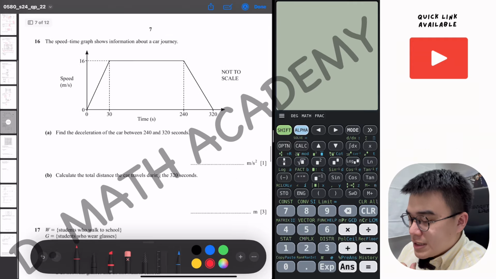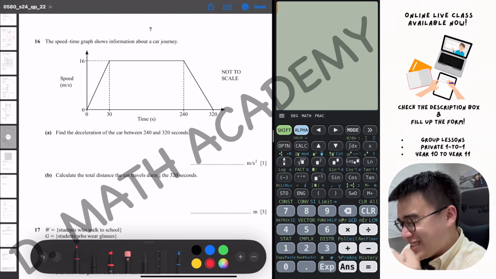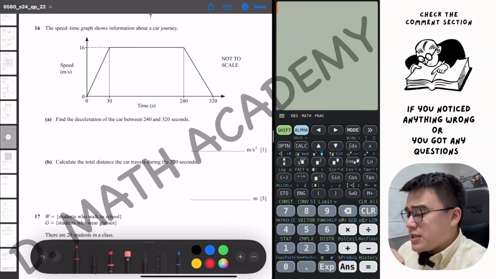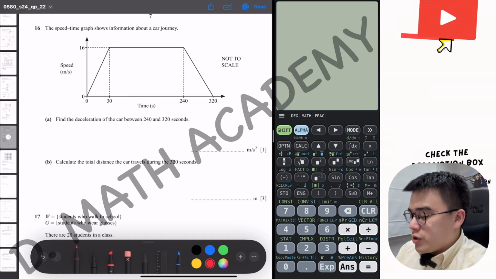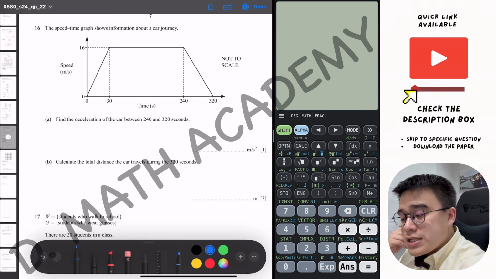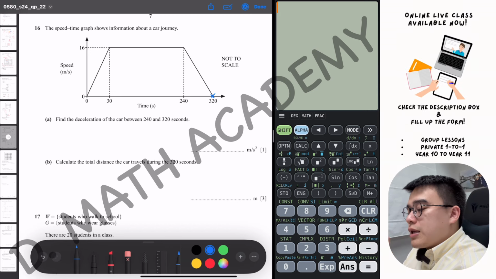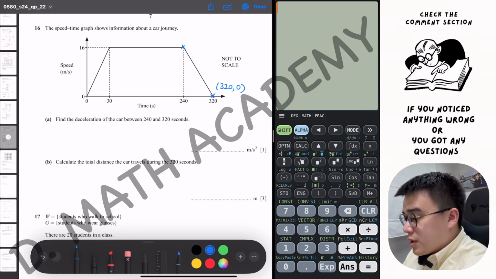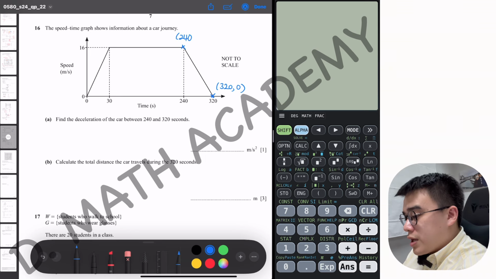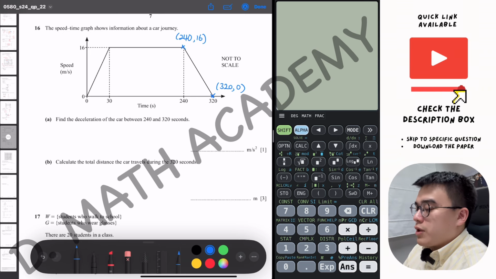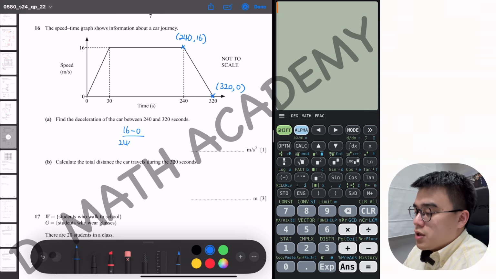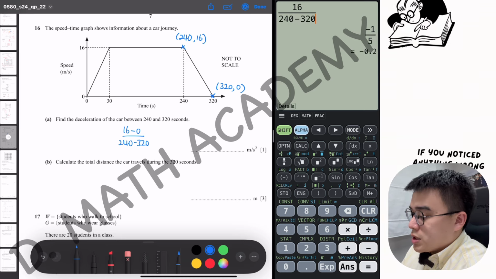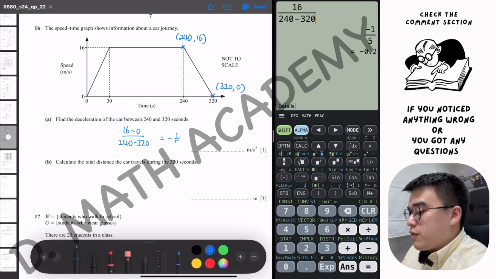Moving on, question 16. Halfway through. Yes, let's try to speed run the rest of this. Deceleration between 240 to 320. So please take note that this is basically a trap. Again, please use your gradient formula, it's good enough. This is actually 240 and 16. So when you run the gradient calculation, it will get 16 minus 0 over 240 minus 320, which is the answer as negative 1 over 5.